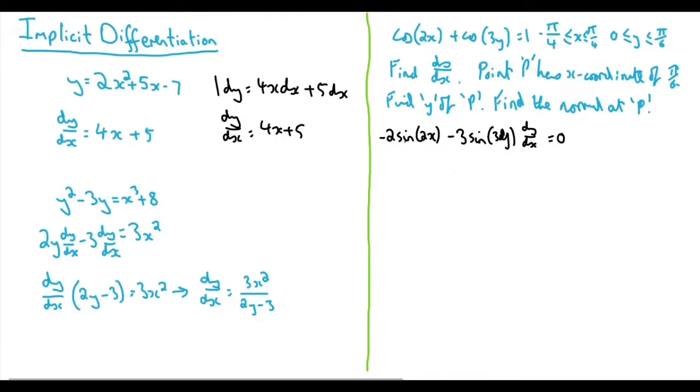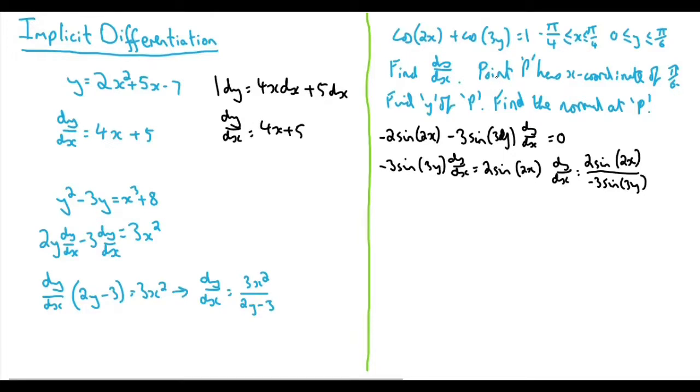From here, we could then add the 2 sine 2x over, so you have minus 3 sine 3y, dy over dx equals 2 sine 2x, and then divide by this to leave the dy over dx on its own, thus it equals 2 sine 2x over minus 3 sine 3y.